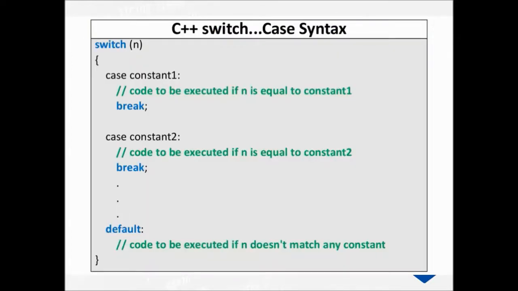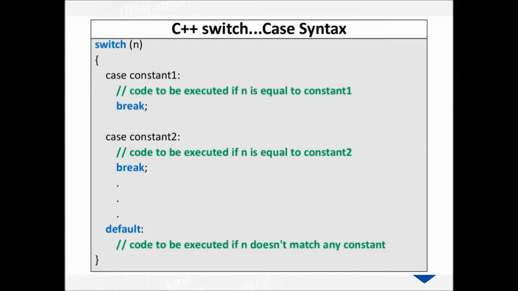The syntax of the C++ switch case statement, the structure for writing it, is as follows. First switch, then the expression. This expression is any integer or character variable. So here we write switch n, where n represents any variable, any integer or character value. Then we insert curly braces, and inside these curly braces we write our cases.